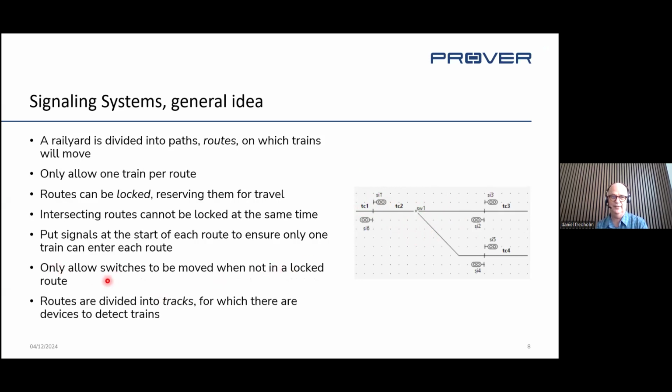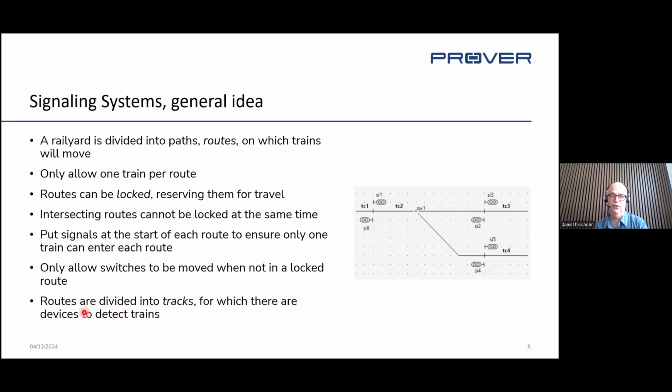So hence this requirement here that switches can only be moved when they are not in a locked route, because if you remember, the locking of the route, that's the first thing you do if you want a train to travel on the route. You lock it. So as long as this route is locked, for instance, then this switch is not allowed to move.